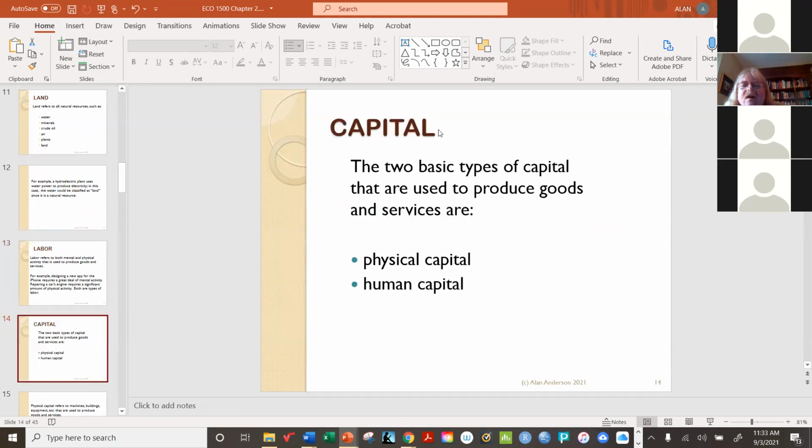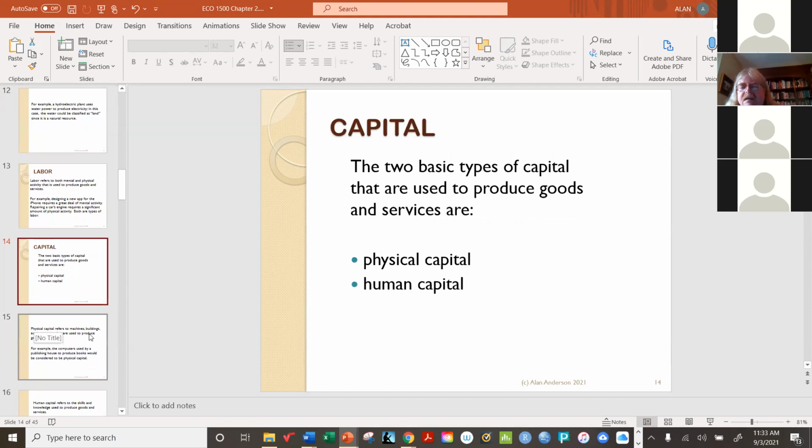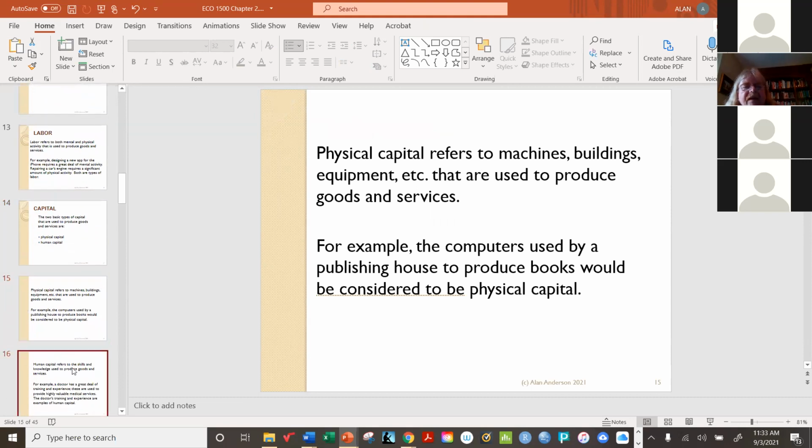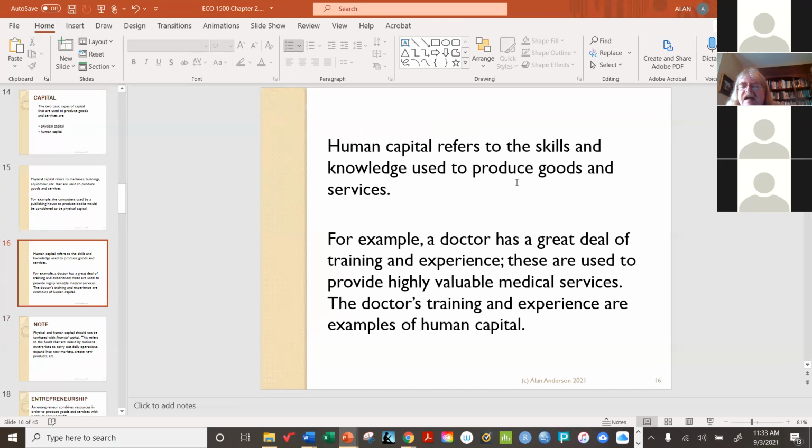Capital. Now, remember I said that the word capital can have multiple meanings. Here's a good example of what I meant by that. Capital can be defined. Now, by the way, this capital is the capital that's used to produce goods and services. We can subdivide it into physical capital, like machinery and equipment and buildings. Human capital includes a lot of other things that only people can have. For example, skills and knowledge used to produce goods and services. That includes training and education and whatever it is that you need to produce something.